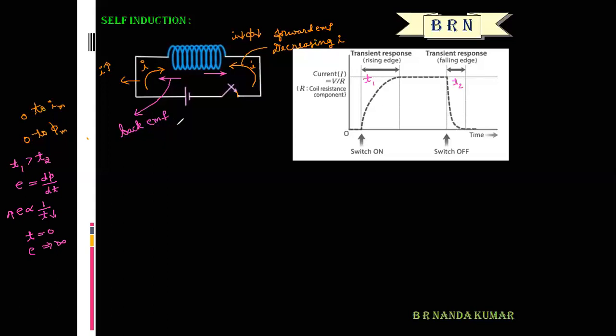So that means the forward EMF is more than the back EMF, since T1 is more than T2. What is the meaning of back EMF? The EMF which opposes the increasing current, the growth current. What is the meaning of forward EMF? The EMF which opposes the decreasing current, the decay current.